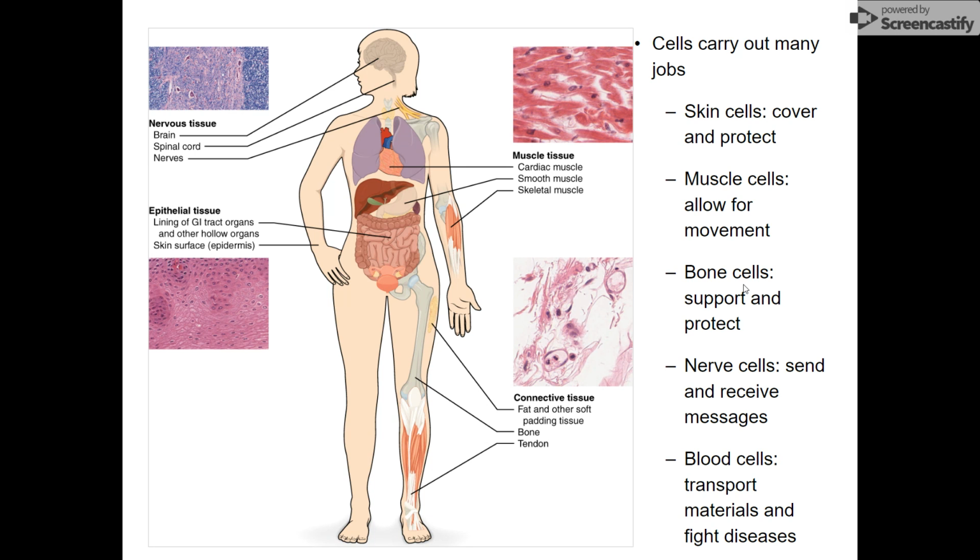We have bone cells. They support and protect. So without the bones, we wouldn't be able to move. Without the muscles connected to the bones, we wouldn't be able to move. The nerve cells. These cells send information to and from our body, and they give us lots of important data. If it's cold outside, our nerve cells tell our brain, hey, it's cold. So nerve cells are important. And then blood cells. Without the blood cells carrying nutrients and things to our body, we would not be doing well.